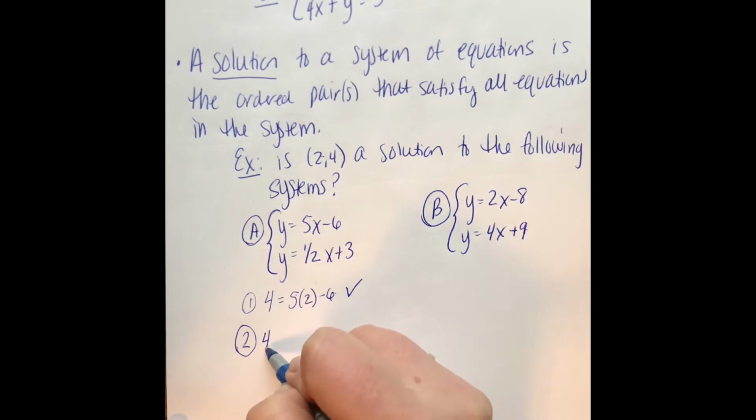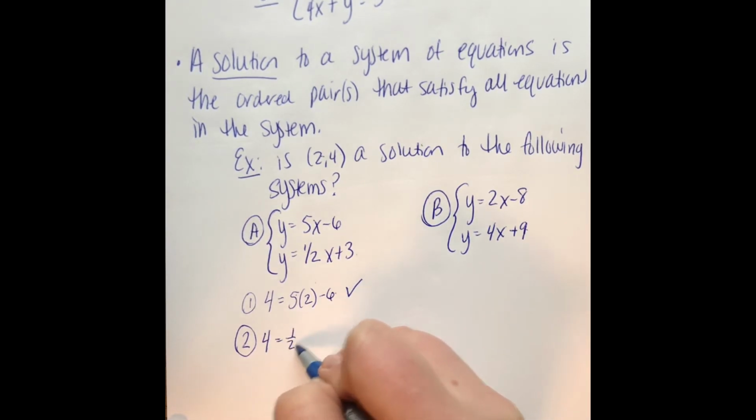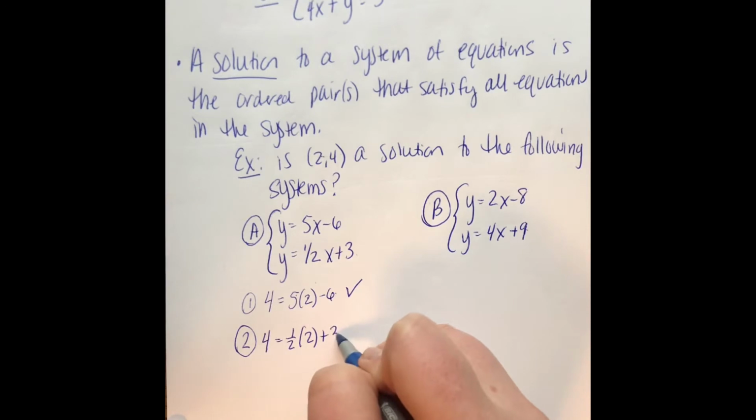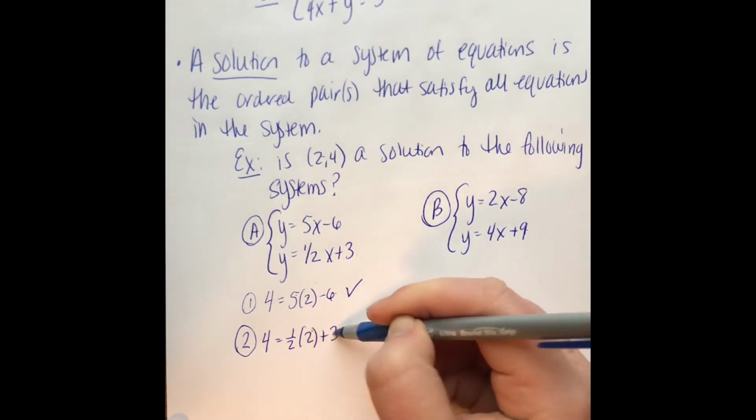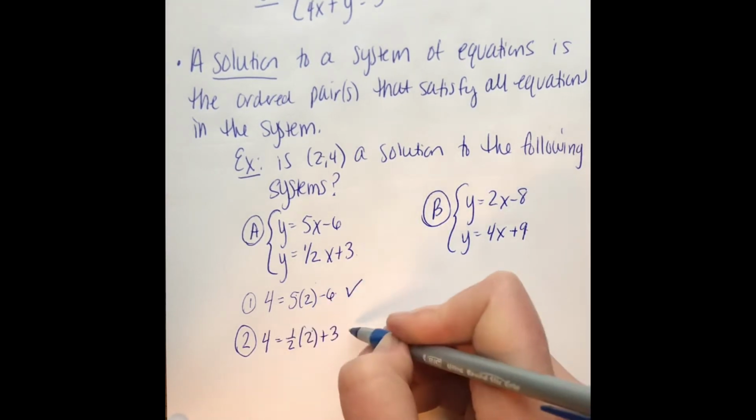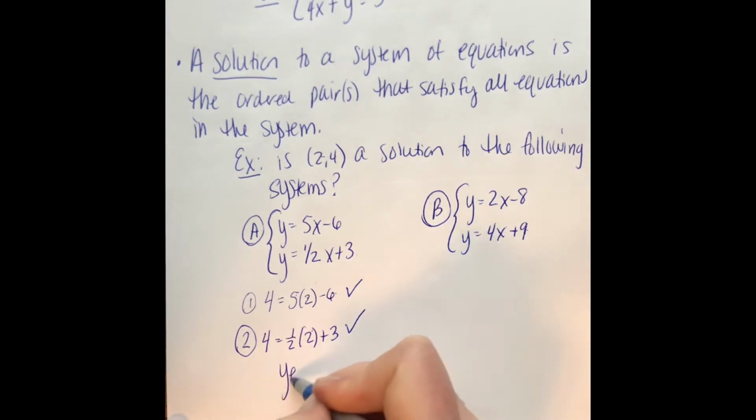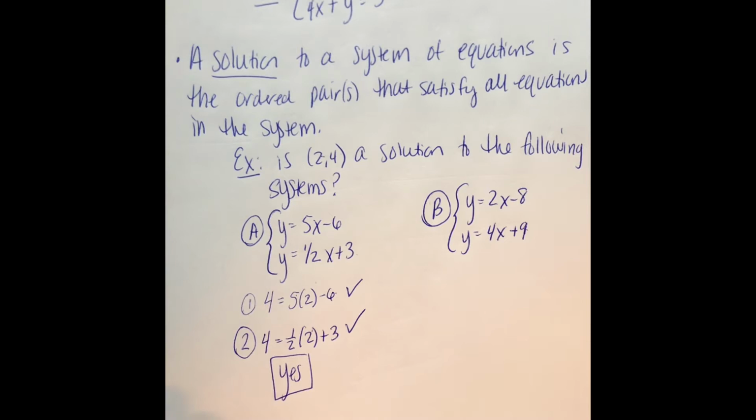Since it works for that one, you still have to test the second one. Does 4 equal 1/2 of 2 plus 3? 1/2 of 2 is 1. 1 plus 3 is 4. So does 4 equal 4? Yes, it does. So yes, the coordinate point (2, 4) is a solution to this first example, A.